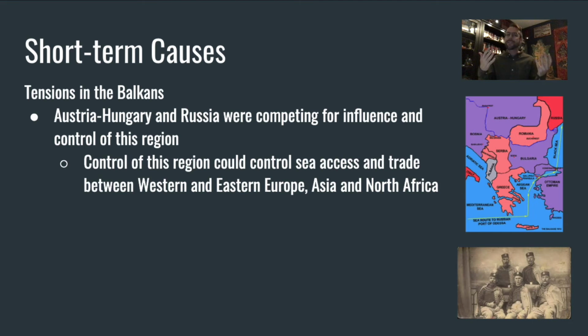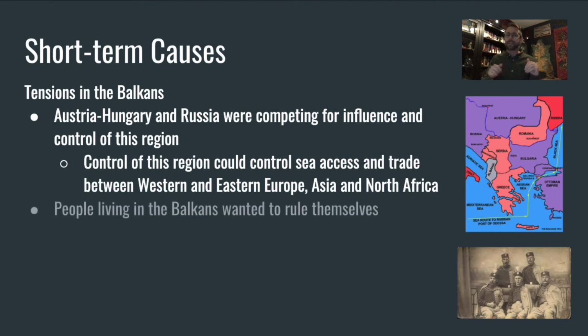So that fits into imperialism, but nationalism was happening at the same time, where those peoples with different groups and ethnicities within the Balkans said, we don't want to be Austro-Hungarian, we don't want to be Russian, we don't want to be British or French or any of that. We want to rule ourselves. That word is known as autonomy, self-rule, and it's different from hegemony, rule by someone else on top of you.